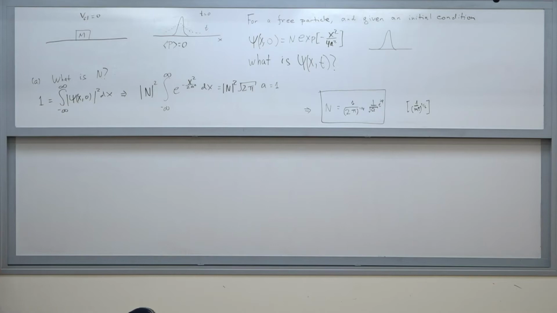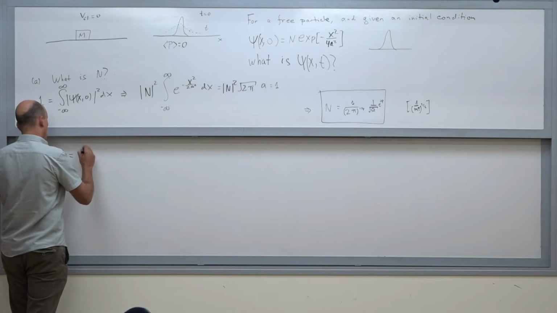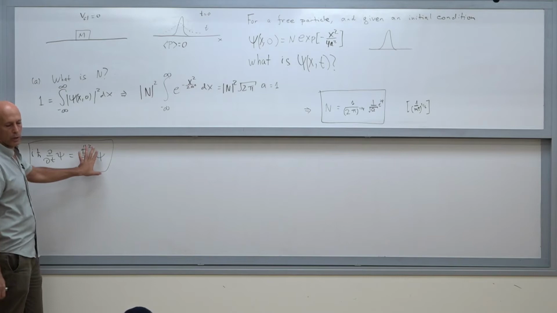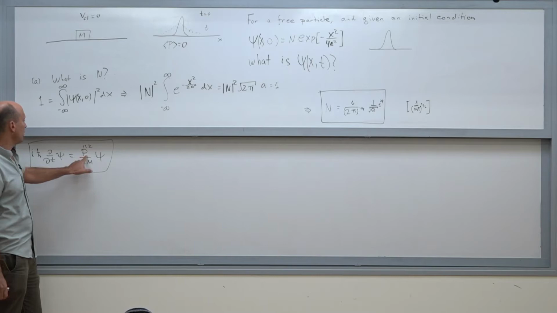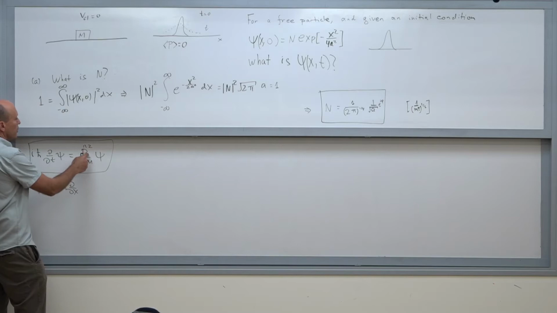Okay, so now how do I solve the problem? Well, first of all, just as a reminder, what we are solving here. We are solving this problem, which is the Schrödinger equation, with p squared over 2m acting on psi. Why am I solving this equation? Because I mentioned before, we have no potential. This is the Hamiltonian, the operator, and the Hamiltonian in this case is p squared over 2m, and p is the operator minus i h bar d over dx. So this is actually the second derivative in x of this wave function, and this is what we are solving.